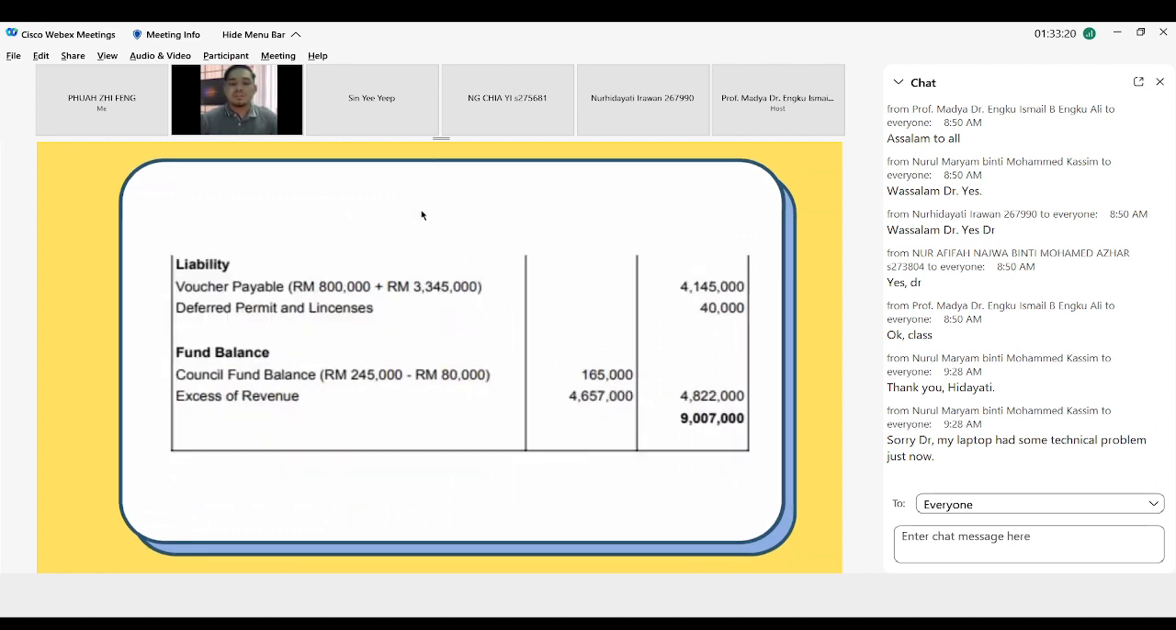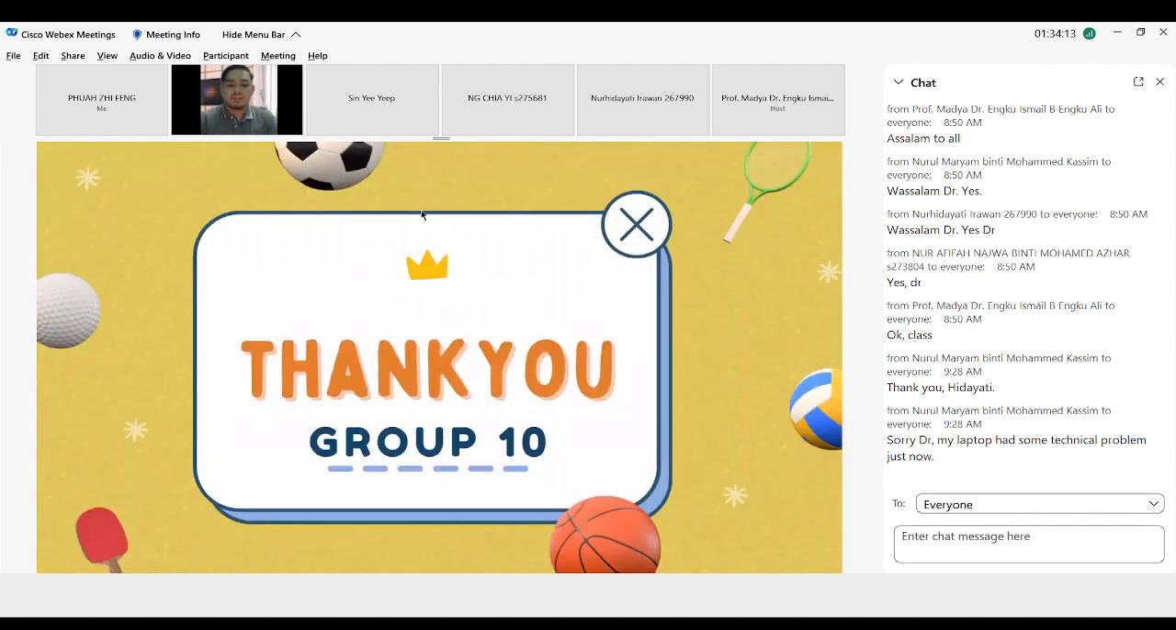Next. For the liability, we have a voucher payable. We had 800,000 with 3,345,000. So we will get 4,145,000. And deferred permits and license, we have 40,000. So the fund balance, we have a concealed fund balance, which is 244,000 minus 80,000, we will get 165,000. And excess of revenue, we will get from the previous statement, which is 4,655,000, and we will get the total of 9,007,000. So that's all from us.